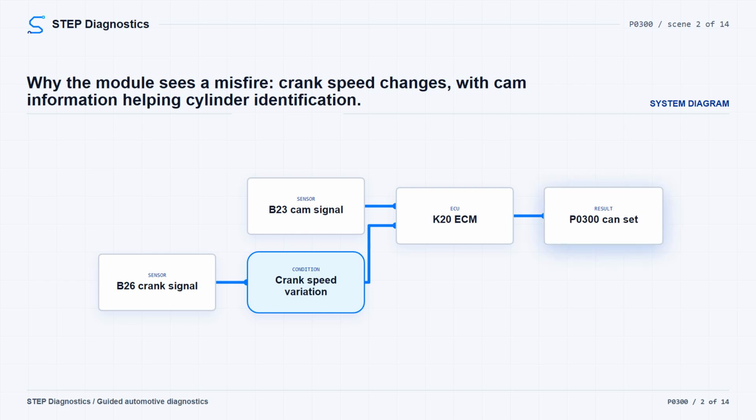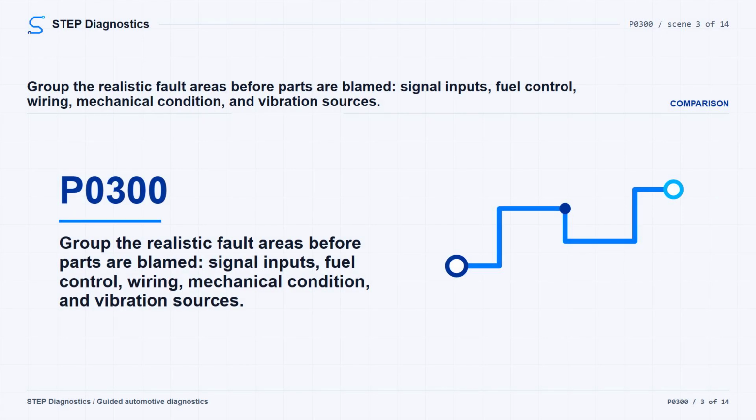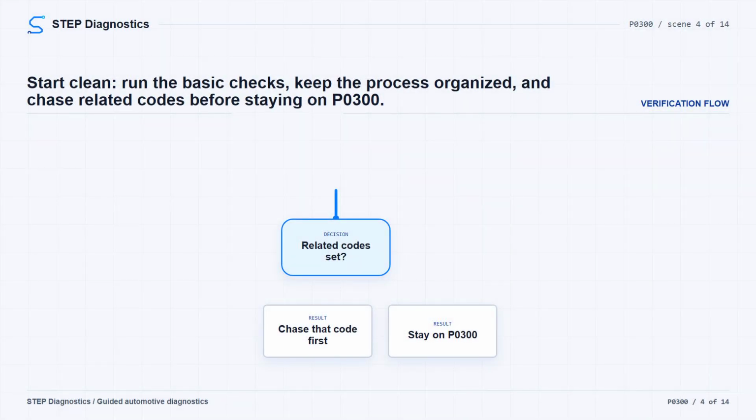Possible fault areas can include fuel delivery or injector control, crank and cam signal information, wiring and connector issues, engine mechanical condition, or vibration inputs that can look like a misfire to the module. So diagnose it in order and do not guess at parts. Start with the basic system checks before getting into this P0300 path. Then follow a structured diagnostic approach and keep the diagnostic categories organized.